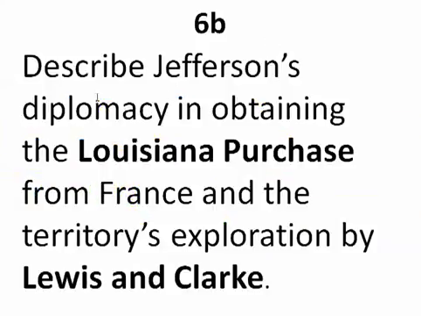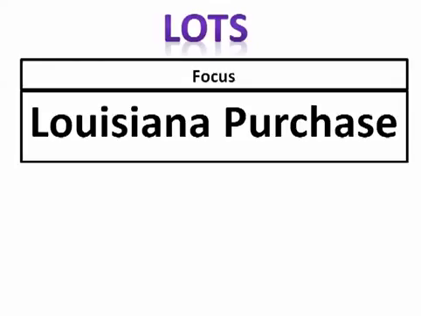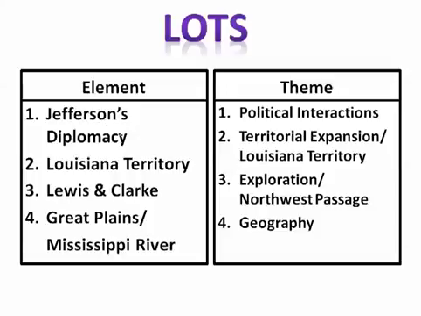So 6B says, describe Jefferson's diplomacy in obtaining the Louisiana Purchase from France and the territory's exploration by Lewis and Clark. So we have two different things that are a major target or focus. Our primary focus is on the Louisiana Purchase, and we're going to look at how it's going to impact territorial expansion in the United States. So we're looking at Jefferson's diplomacy, and that's political interactions with other nations. And number two, Louisiana Territory is going to be territorial expansion of the Louisiana Territory.